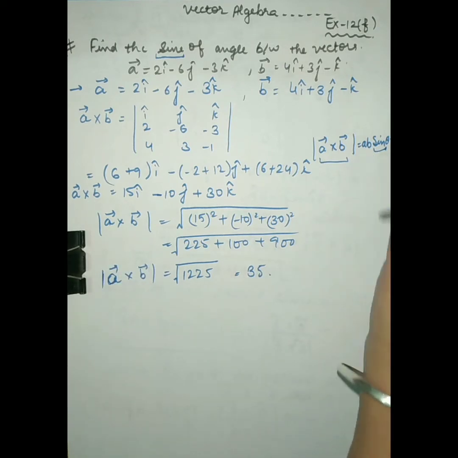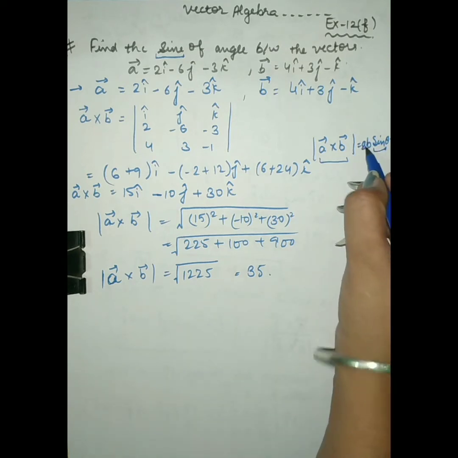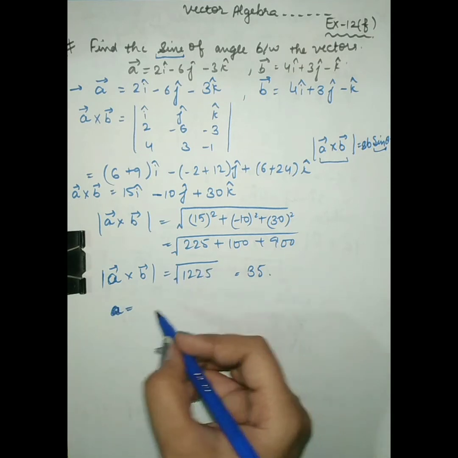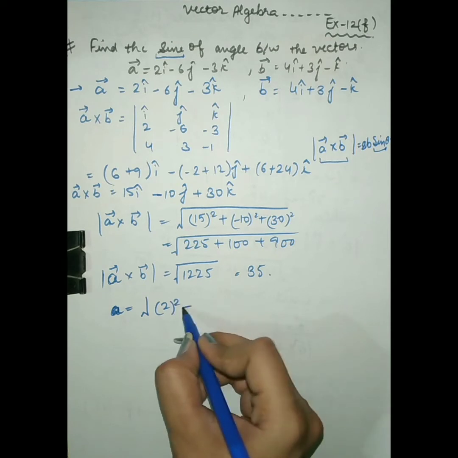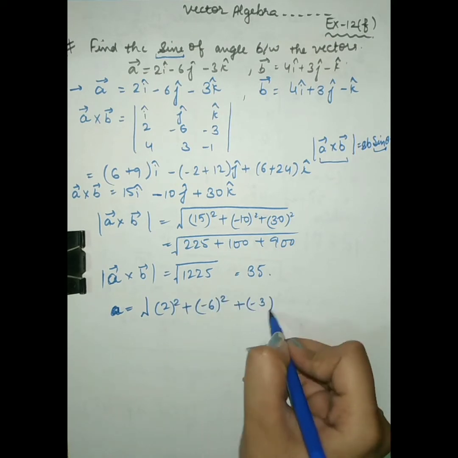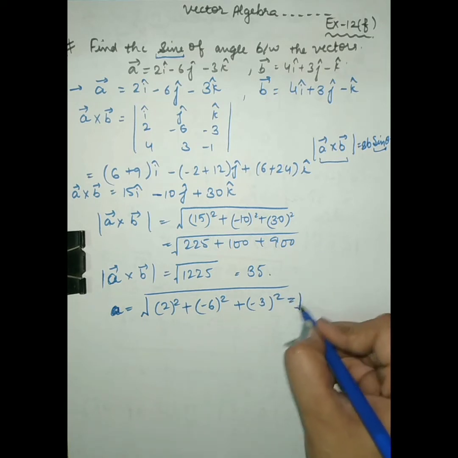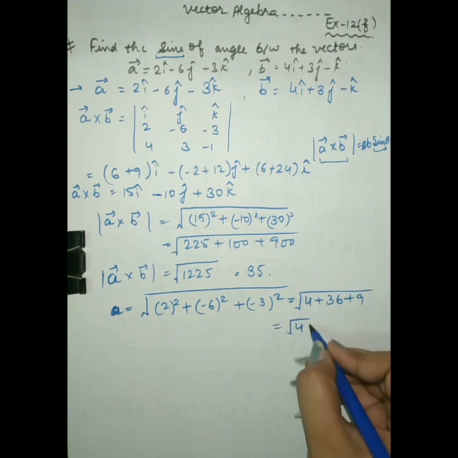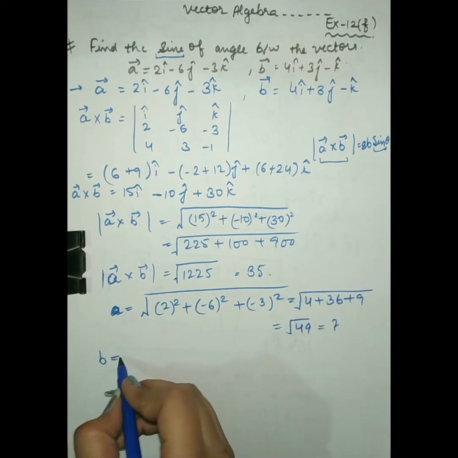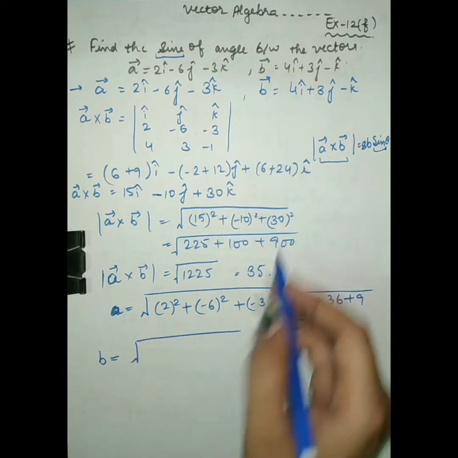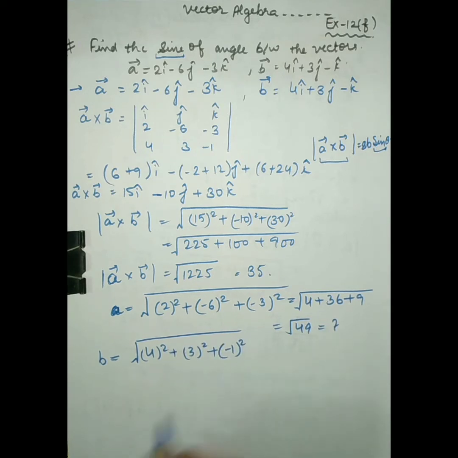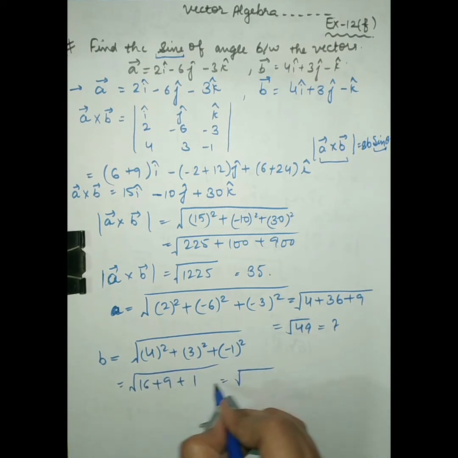Now we have to find this. For finding this, firstly we will have to find A from the A vector. A, that means the magnitude of A vector, will become the square root of 2 square plus minus 6 square plus minus 3 square. That means root of 4 plus 36 plus 9, which is root of 49, that means 7. Now we have to find B, that means the magnitude of the B vector. This will become the square root of 4 square plus 3 square plus minus 1 square, which is root of 16 plus 9 plus 1, that means root of 26.